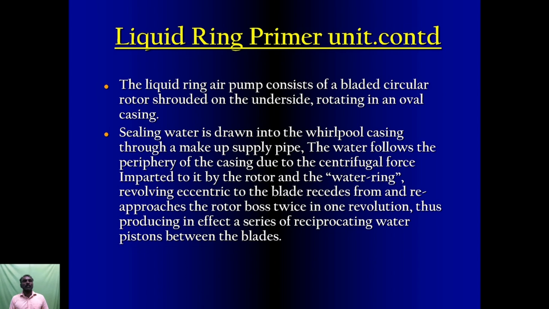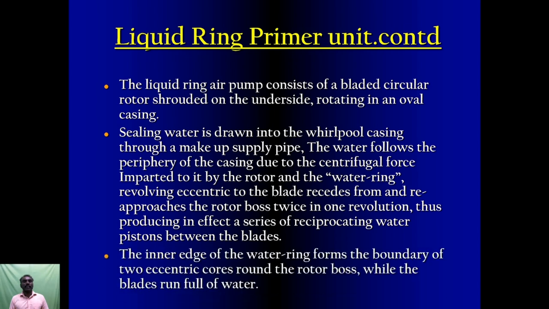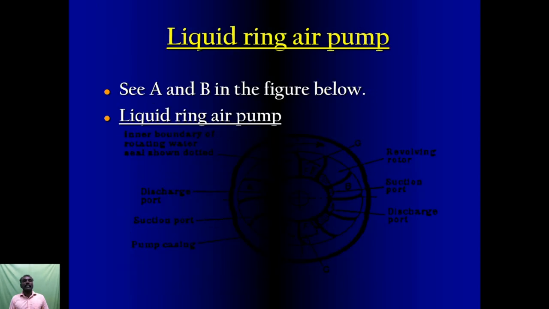The water follows the periphery of the casing due to the centrifugal force imparted to it by the rotor, and the water, revolving eccentric to the blades, recedes from and reapproaches the rotor twice in one revolution, thus producing in effect a series of reciprocating water pistons between the blades. The inner edge of the water ring forms the boundary of the two eccentric cores around the rotor hub, while the blades run full of water. This is a liquid ring air pump schematic diagram.